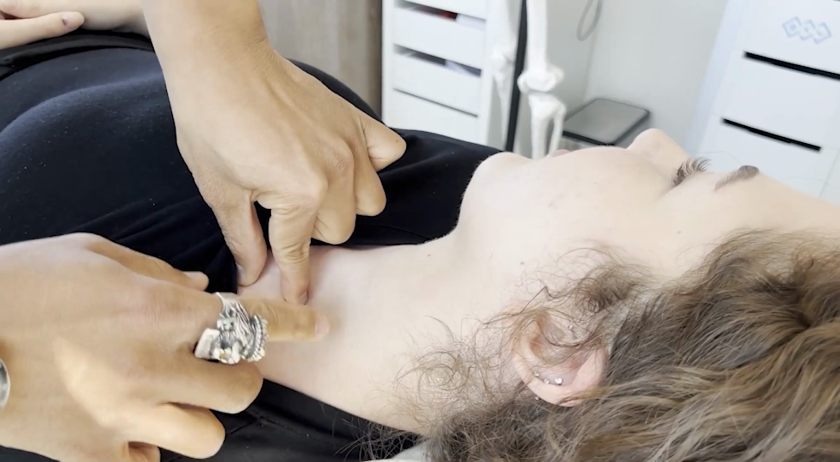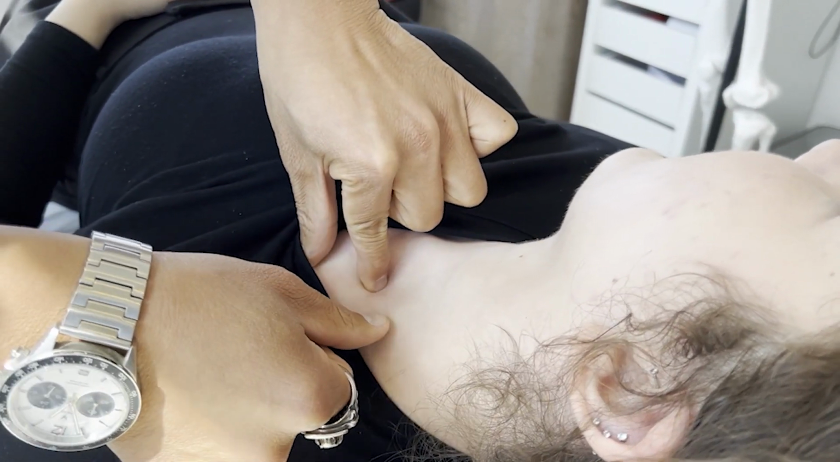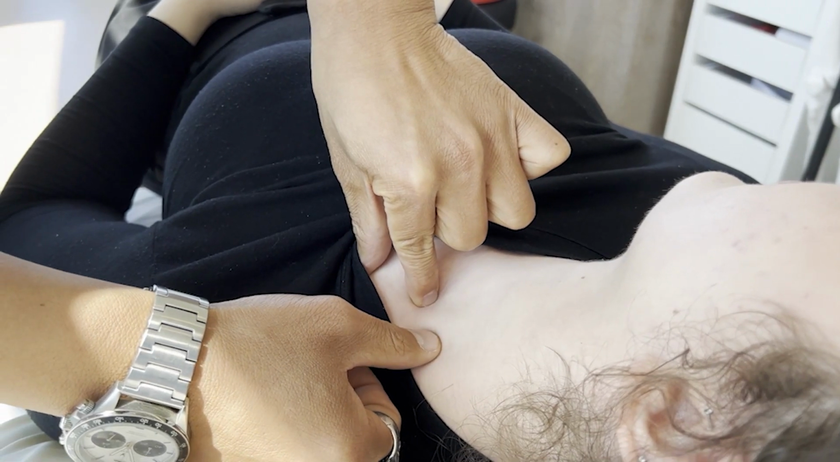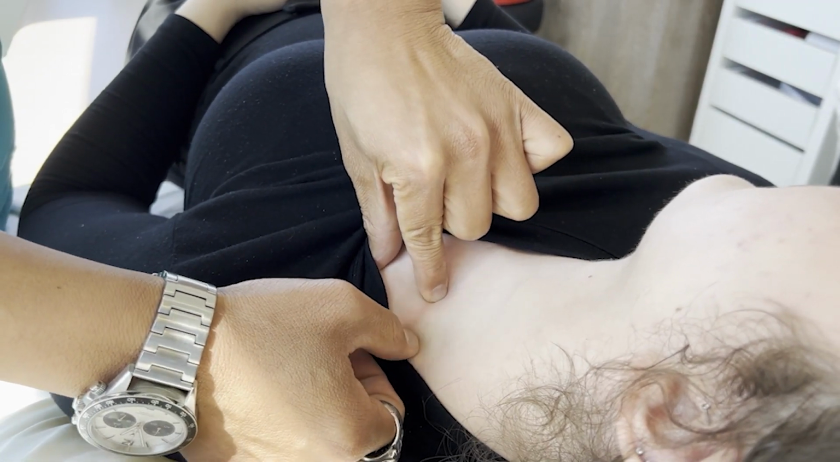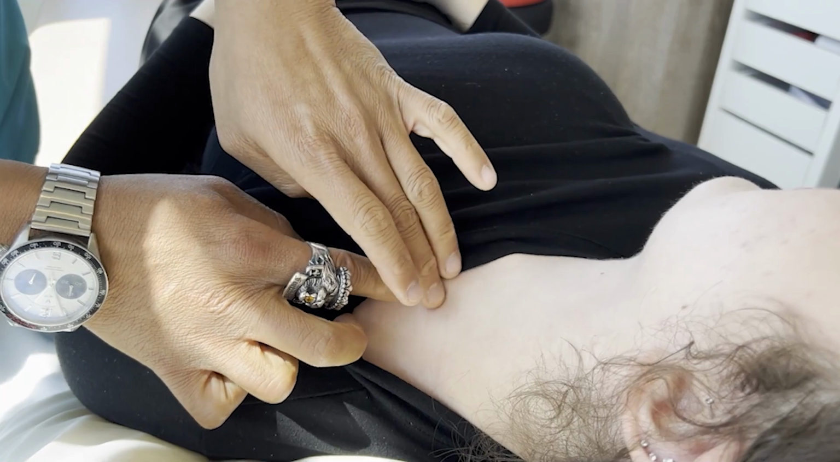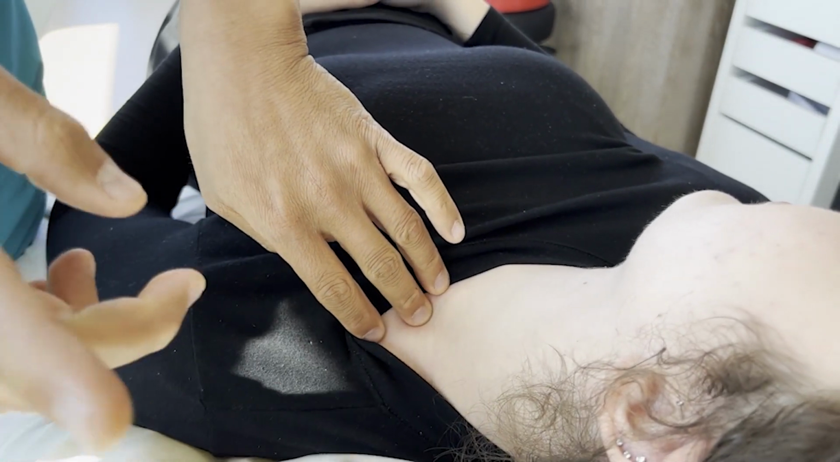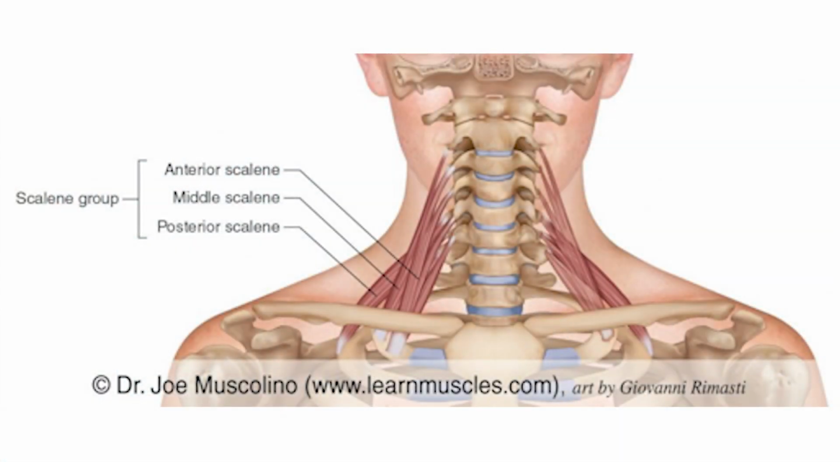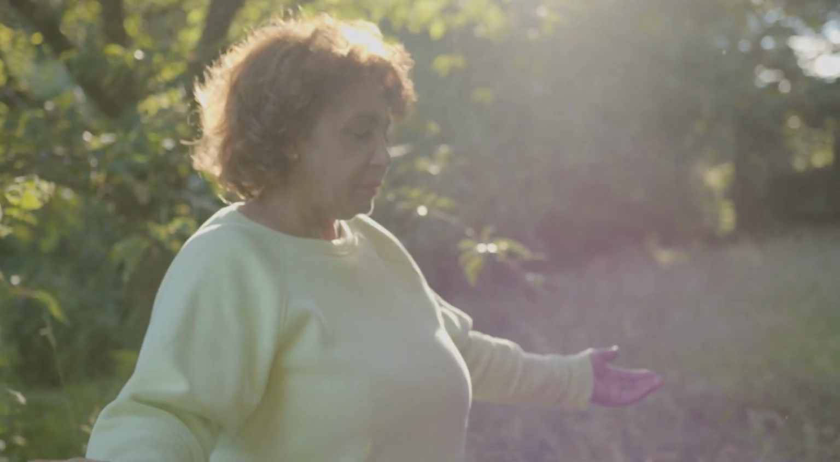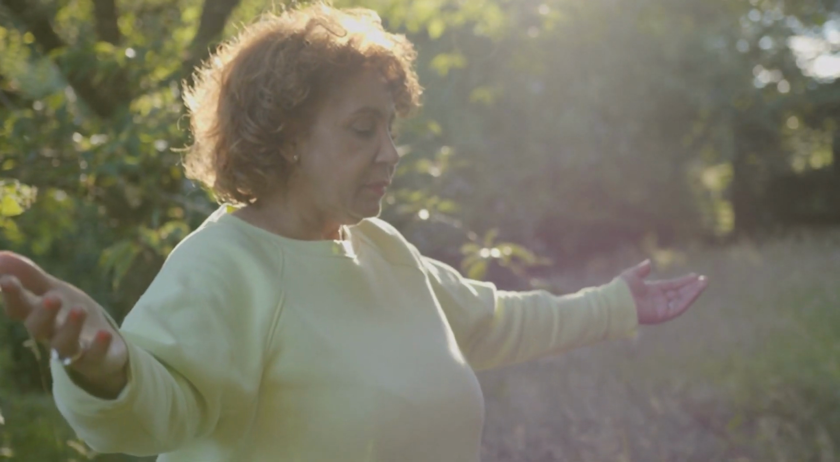Now we're going to find the middle scalene to perform a release. How are you going to find a middle scalene? It will be a little bit tricky, but there's a quick tip you can use. Remember I mentioned the scalene is attached to the first rib. The first rib is supporting the breathing, expansion and contraction. So taking a deep breath can trigger the scalene to be activated.